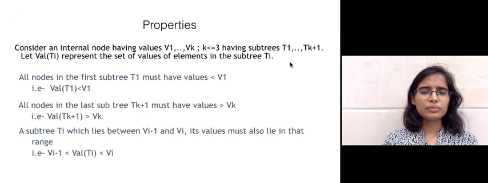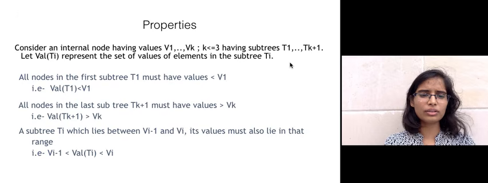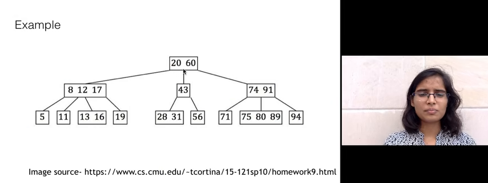Let Ti represent the set of values of elements in a subtree Ti. All the nodes in the first subtree will have values less than v1, and all the nodes in the last subtree will have values greater than the last value in that node. Let's see this with an example. In this case, all the values less than 20 will lie in the left subtree, all the values greater than 60 will lie in the right subtree, and all the values between 20 and 60 will lie in this subtree. As we see, 43, 28, 31, 56 all lie between 20 and 60.